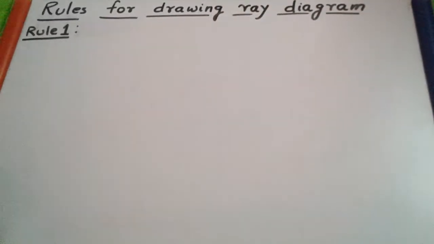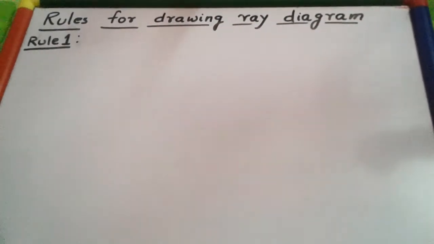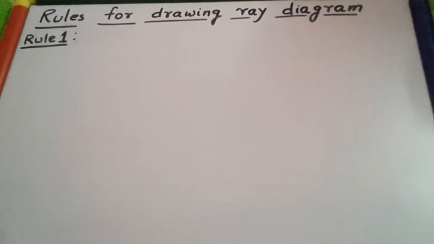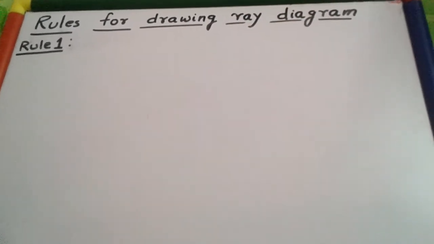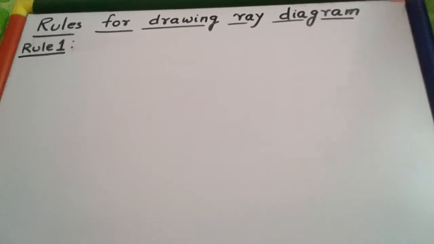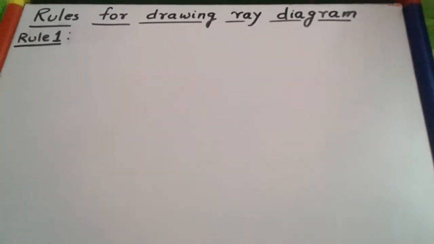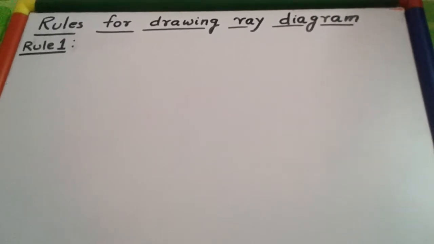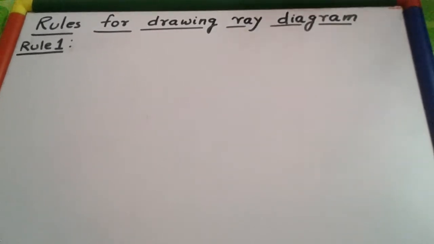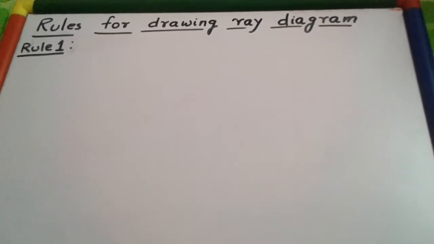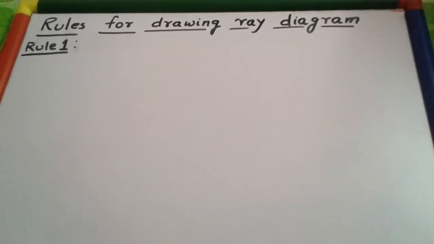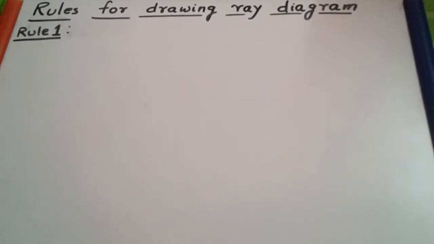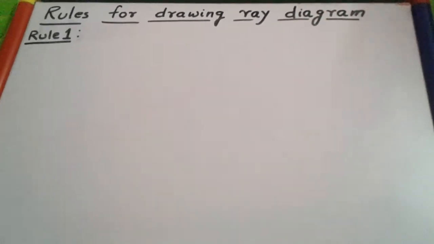Hello students, this is topic 6, rules for drawing ray diagrams. These rules are very important. Unless and until you know these rules, you will not be able to draw the ray diagram. It's because the rays, when they come from any source, diverge at every point, right? So at which particular point they will cross, we don't know, and how they will behave after reflection is also told in the rule.